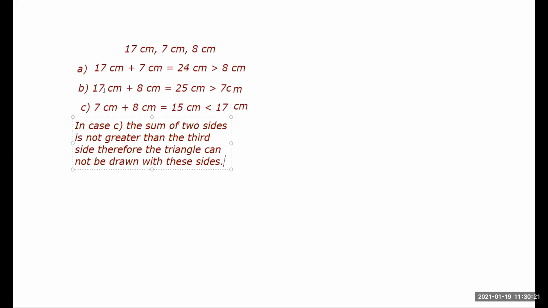Because as per the rule, the sum of two sides should always be greater than the third side. In case A, the sum of two sides is greater than the third side. In case B, the sum of two sides is greater than the third side. But in case C, the sum of two sides is not greater than the third side. Therefore, the triangle cannot be drawn with these sides.